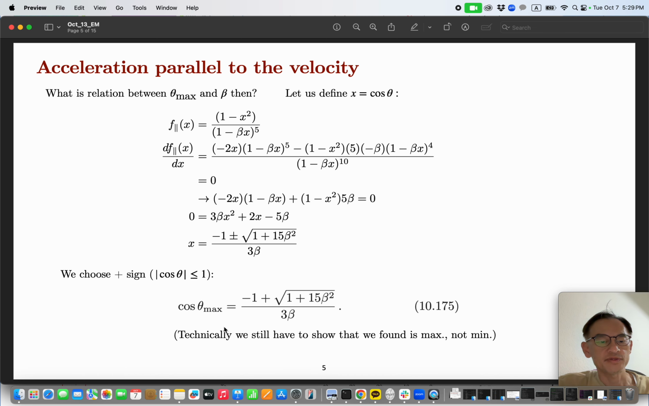But to be super precise mathematically, we are only taking the slope. We don't know whether this point is the maximum or minimum. I leave that to you as an exercise, if you want to do it.